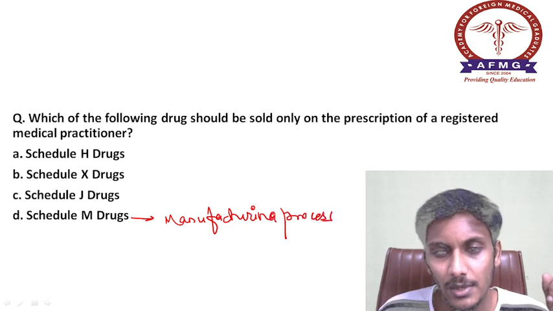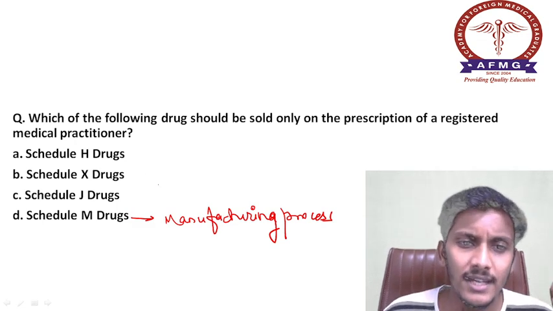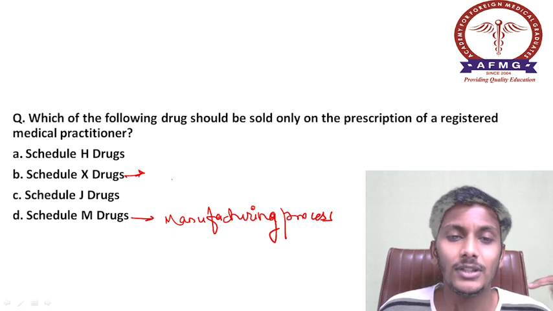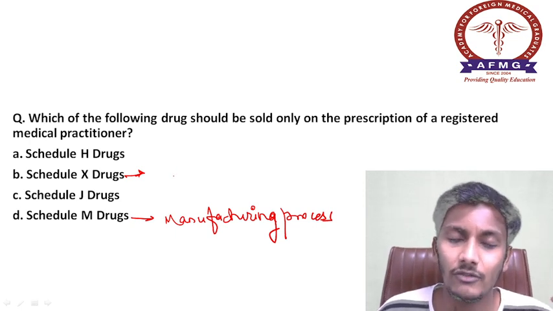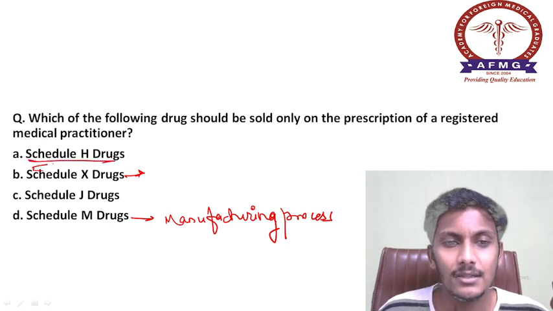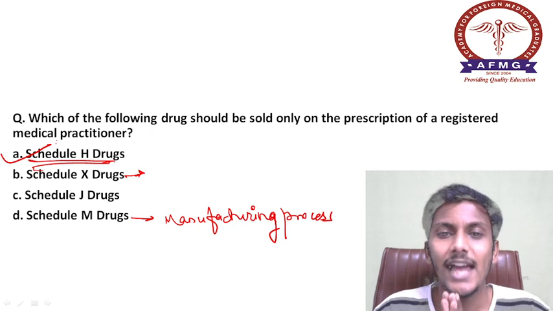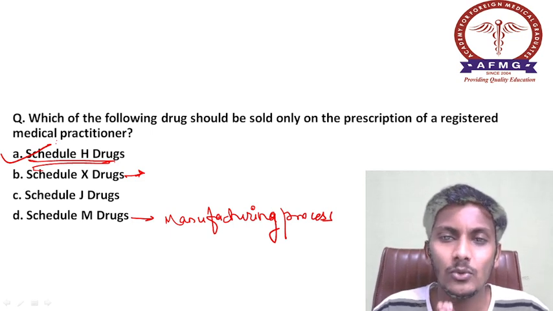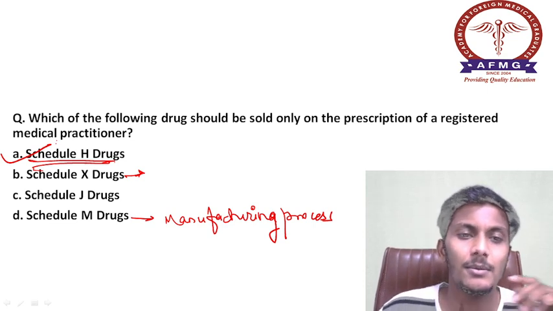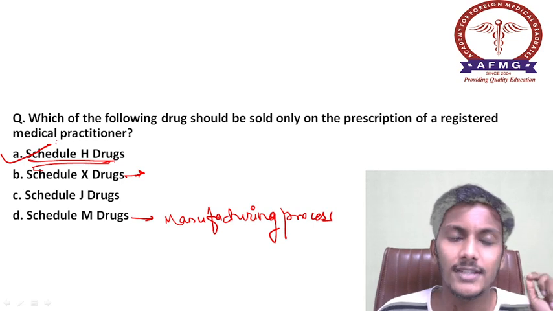Please remember, Schedule M is about all the manufacturing process, whereas Schedule X is about the drugs which are not routinely used. It is about the drugs which have been withdrawn or which are not usually routinely used. And then Schedule H, this is very much important, the question has come from this earlier. Option A, Schedule H drugs are the ones which are only and only sold under the prescription of a registered medical practitioner.